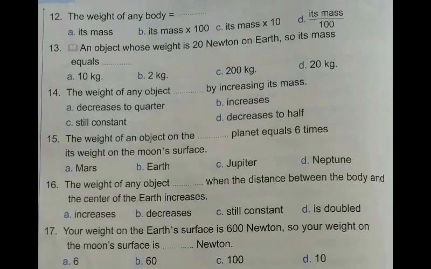Number 12. The weight of any body equals its mass, its mass times 100, or its mass times 10, or its mass divided by 100? Let's remember what the equation says: the weight of any body equals its mass times 10. So the correct answer is C.